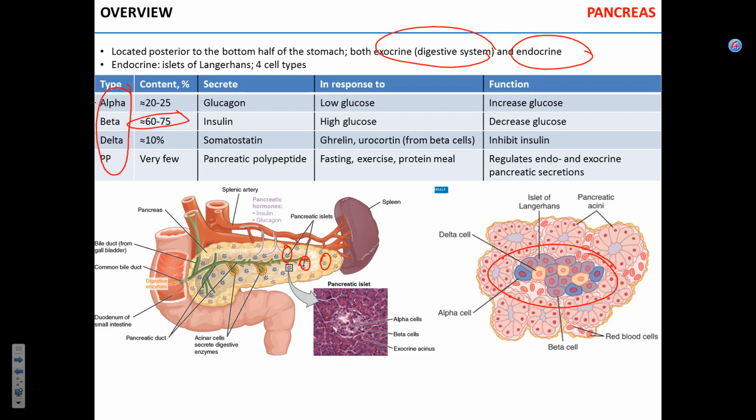Beta cells are the most numerous, then alpha cells, and then delta. I reserve the right to ask you about these 3. I'm not going to ask you about the function of PP cells in the exam. Okay?